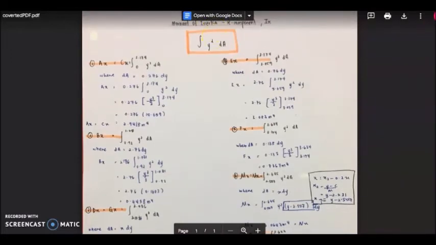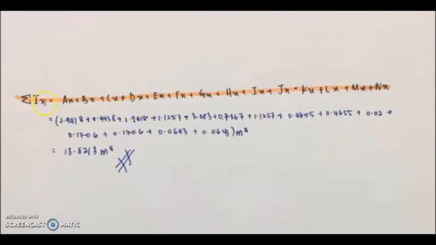So, after calculating each and every one of the moments of the beams here, we need to sum them up. The total moment of inertia will be the summation of every beam respectively, and results in 13.8213 m to the power of 4.